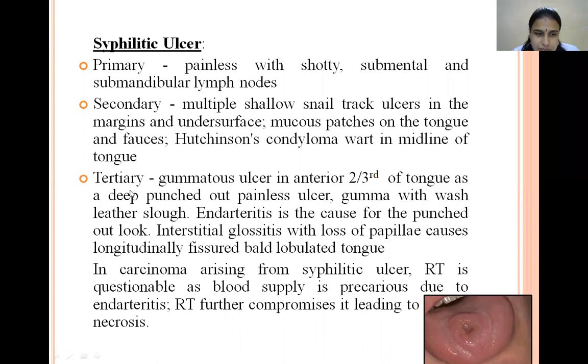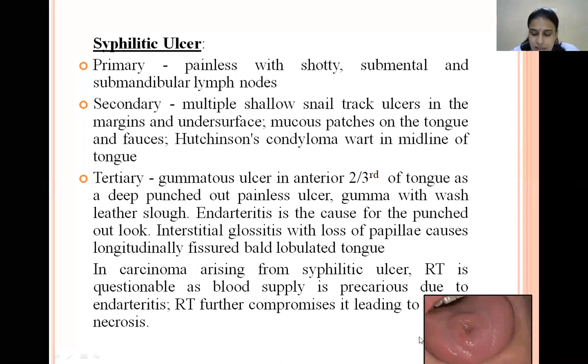Next, in tertiary syphilis, you have the typical gummatous ulcers on the anterior two-thirds, which have the typical punched out edges. They are painless and are covered with a washed leather slough. The main pathology here is endarteritis. Additionally, a syphilitic ulcer is more prone to development of carcinoma.